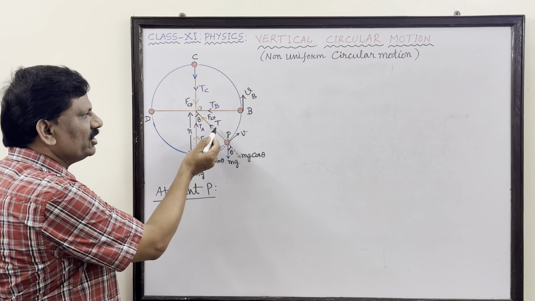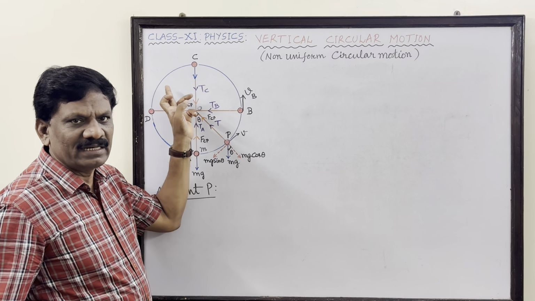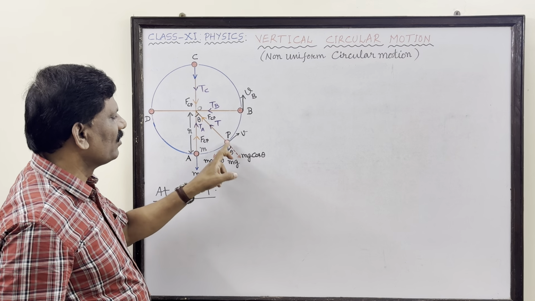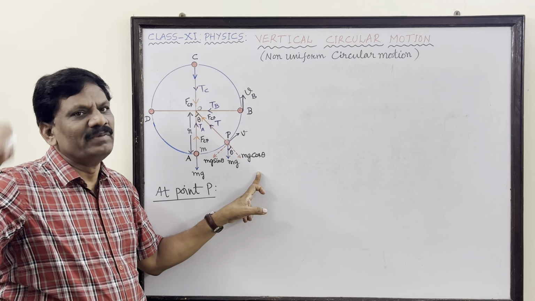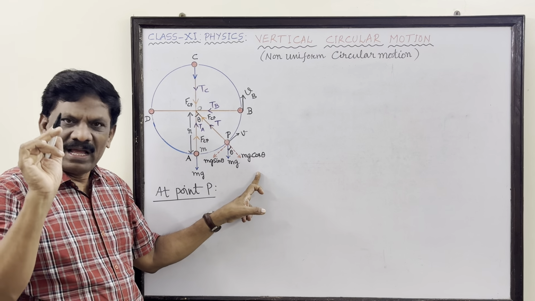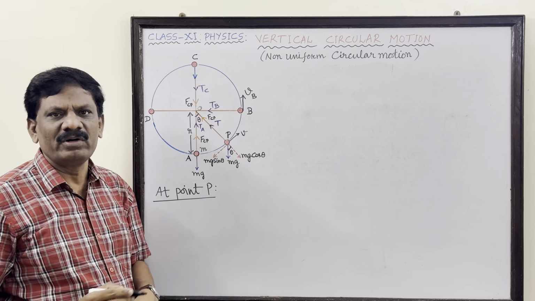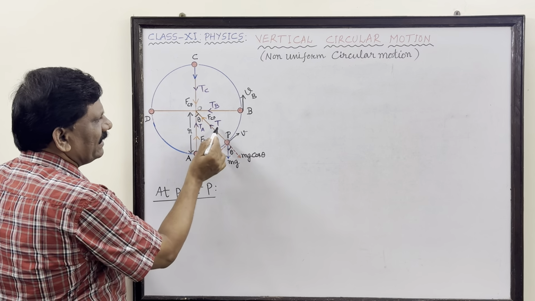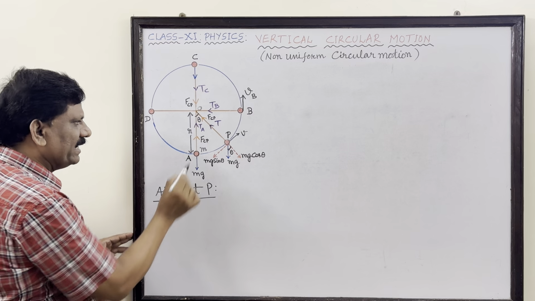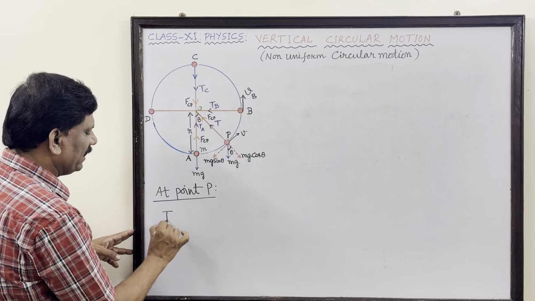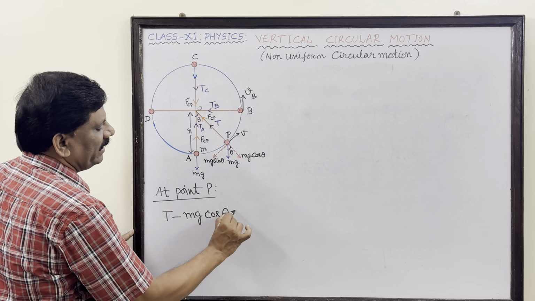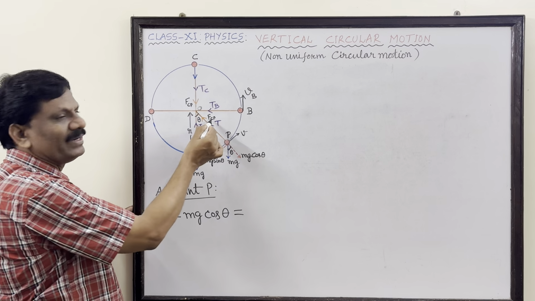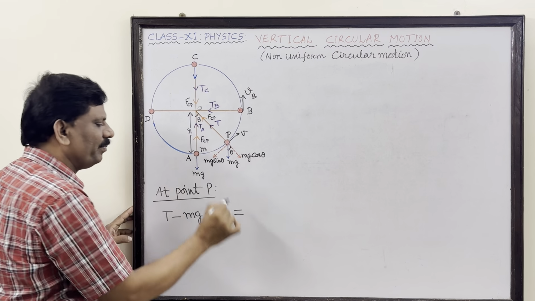Now T is the tension, which is a force acting towards the center, and mg cos theta is a force acting away from the center. But still the body is rotating, which means there is some centripetal force acting on the body. Therefore there is a net inward force. The net inward force must be equal to what? T minus mg cos theta. And this must be equal to the centripetal force FCP acting at the point P.